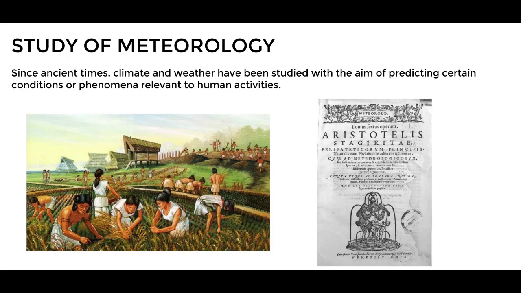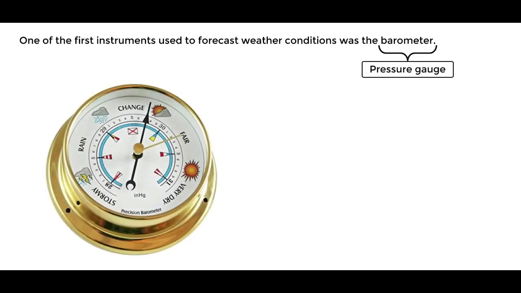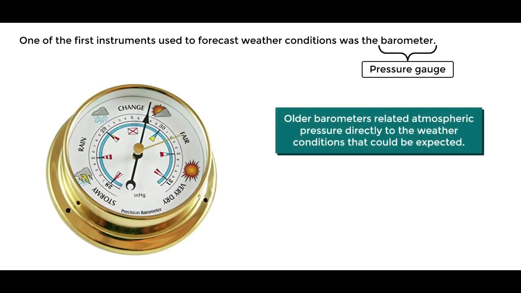Later, with the advance of technology, different instruments and techniques began to be used to evaluate and predict the weather. Specifically, one of the first instruments used for this purpose was the barometer, which basically is an atmospheric pressure gauge. The first barometers related atmospheric pressure directly to the weather conditions that could be expected, as we can see in this image. This way, if there was a high pressure, then a good dry weather could be expected. But if there was a low pressure, then a bad, stormy weather could be expected.